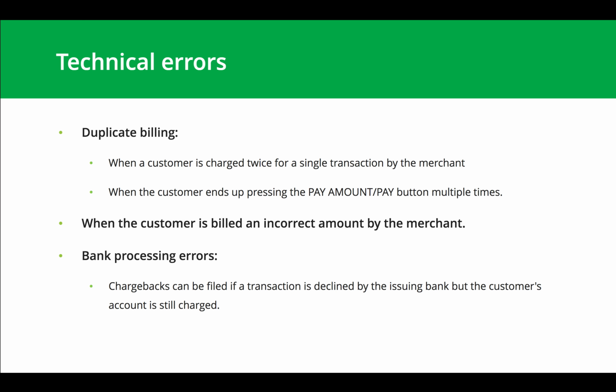Technical errors. Duplicate billing. When a customer is charged twice for a single transaction by the merchant, or when the customer ends up pressing the pay button multiple times, or when the customer is billed an incorrect amount by the merchant. Bank processing errors. Chargebacks can be filed if a transaction is declined by the issuing bank, but the customer's account is still charged.